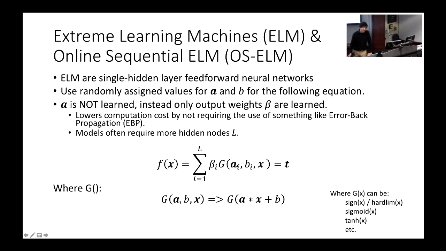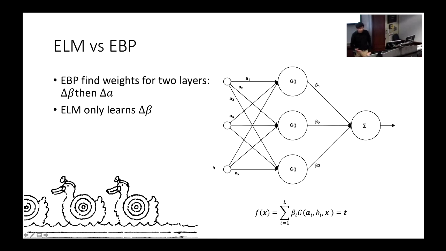So with extreme learning machines instead, you would only be learning the beta values here. So we'll look at what that means. Here's a model of a neural network as you would expect it. We have our input here with lots of connections to our hidden layer and then connections to our output layer.